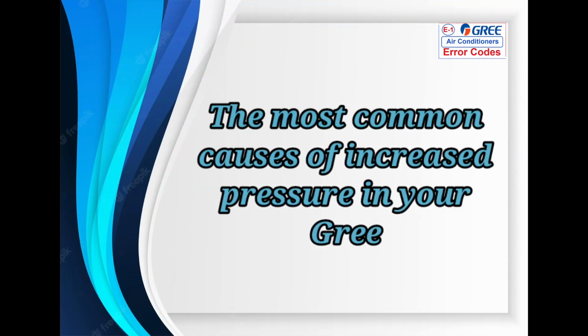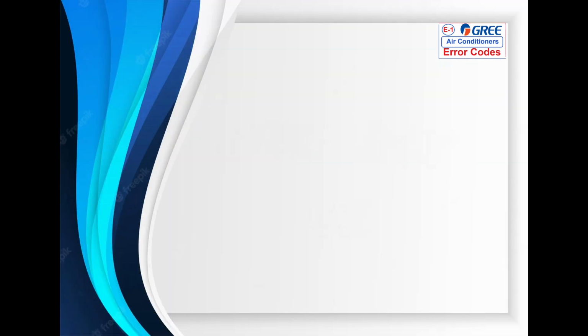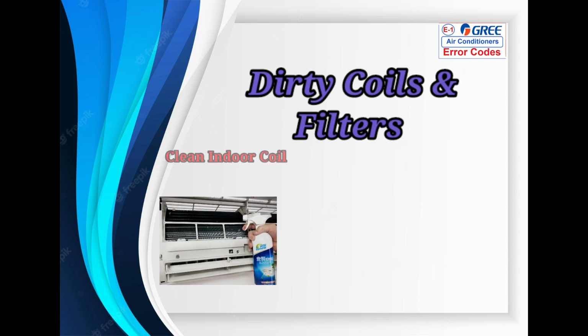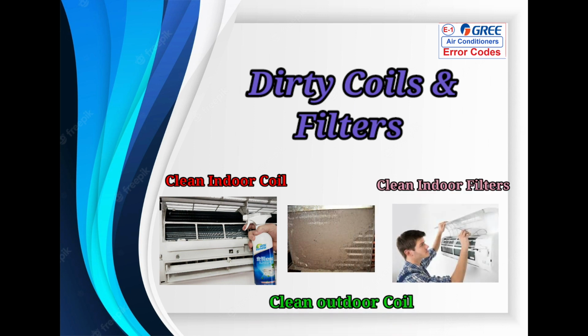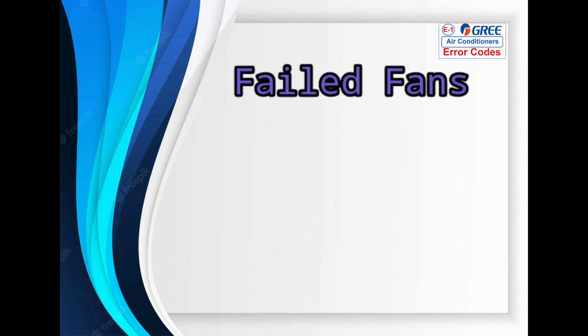The most common causes of increased pressure in your Gree mini split air conditioner are: the number one issue is dirty coils and filters. You must check your indoor cooling coil and outdoor heating coil and the indoor filters of your split unit. So you must check these things. If there is any problem in these, you fix it, because if your outdoor coil is dirty, it will give you high pressure.